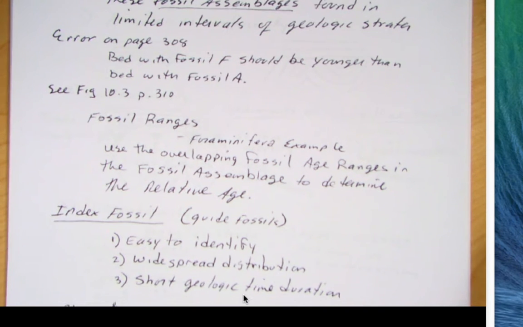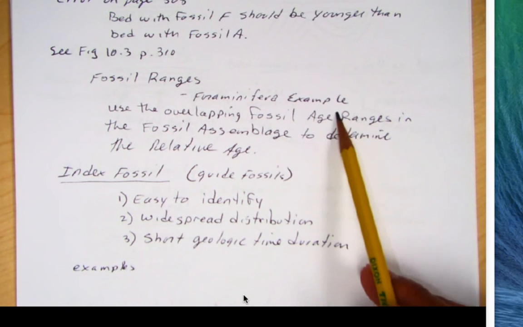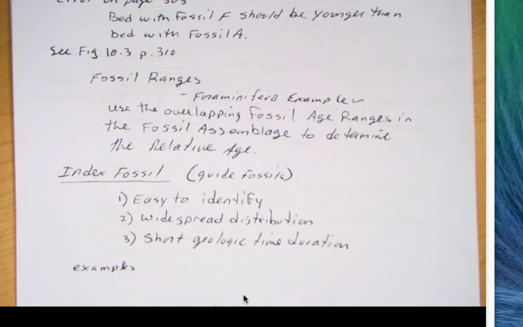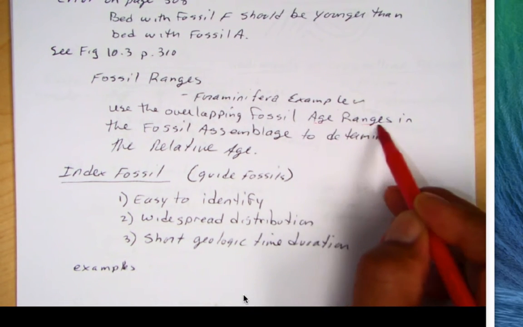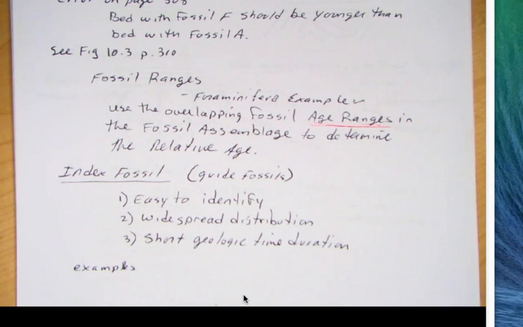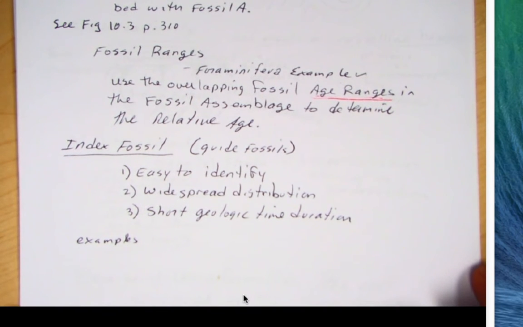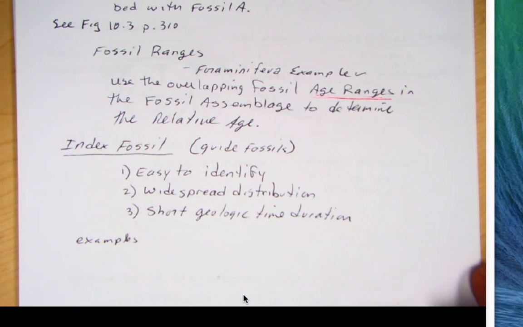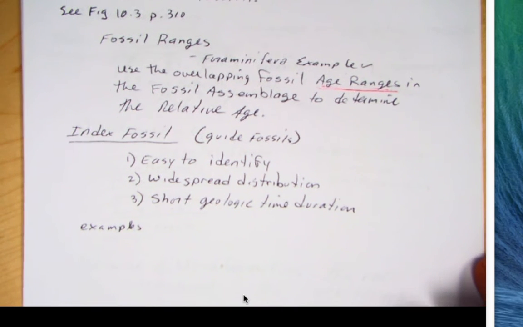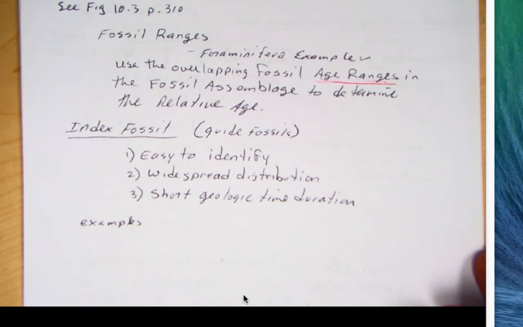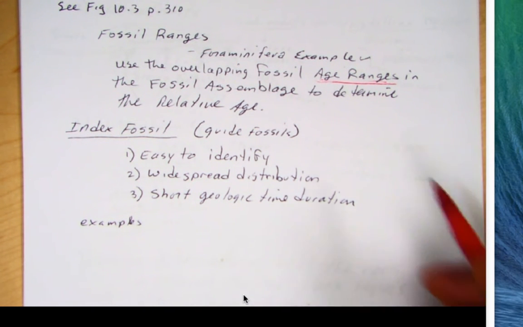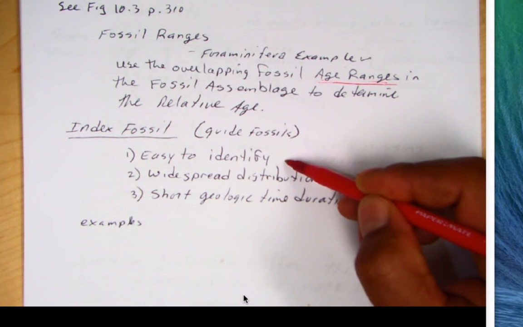All right, so for example, I just showed you that example, and we've looked at these overlapping age ranges, right? The overlapping age ranges. Now, note that these foraminifera that I used are index fossils, right? And what is an index fossil? Sometimes they're called guide fossils, and I want you to know the three criteria. There's three criteria. The first thing is they're easy to identify. When you see it, you know what you're looking at.